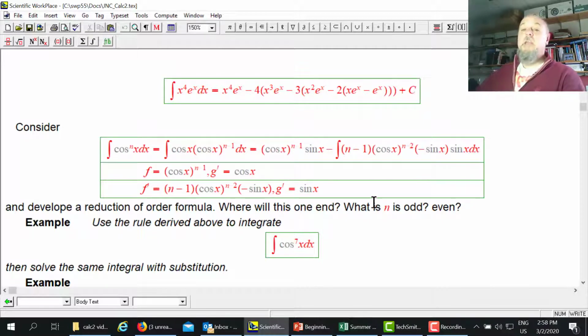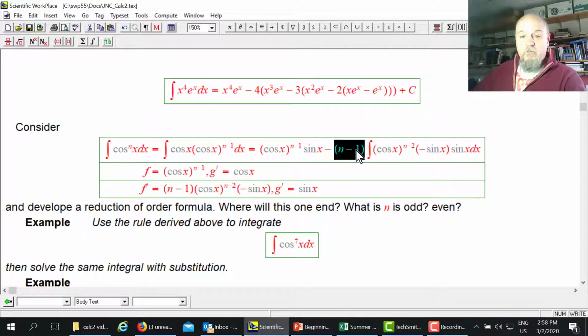So now we're not done yet with our reduction formula. We can make things a little bit simpler. First thing I can see is that this n minus 1 is a constant, so let's bring it outside. Sine times sine, I'm going to write that as sine squared.